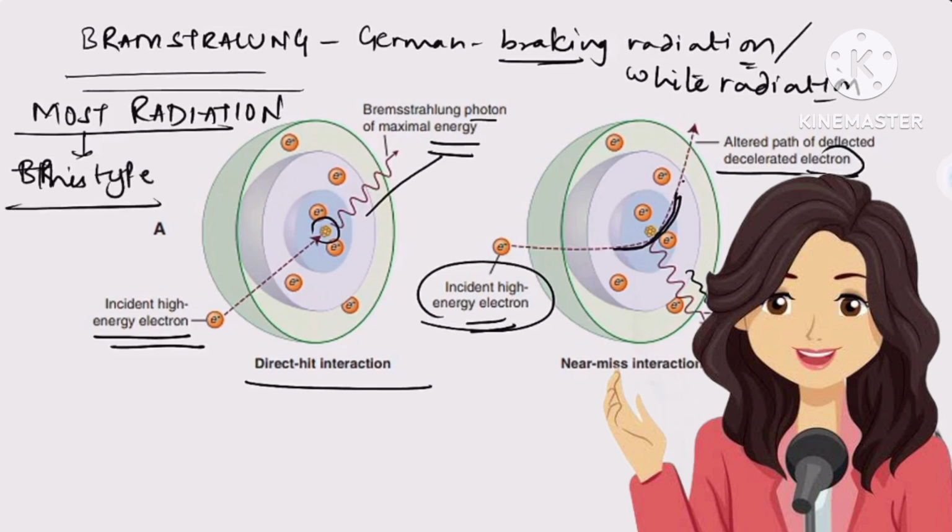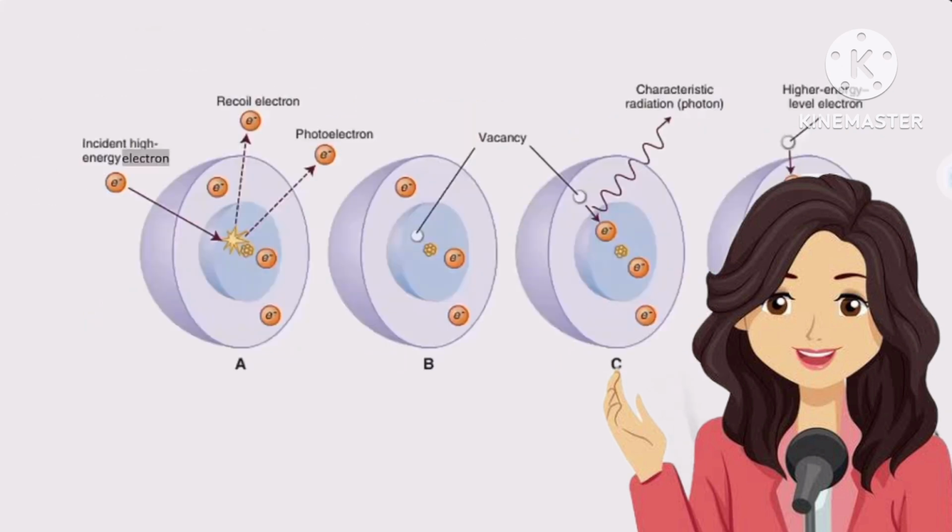All right. Second possibility when electron hits the anode is characteristic radiation. Now, what is characteristic radiation? This constitutes a very small percentage of X-ray photons. Most X-ray photons are of Bremsstrahlung type. Here, in characteristic radiation, the incident high energy electron which comes will hit the inner shell electron, that is say K shell electron. Okay, it will hit the K shell electron.